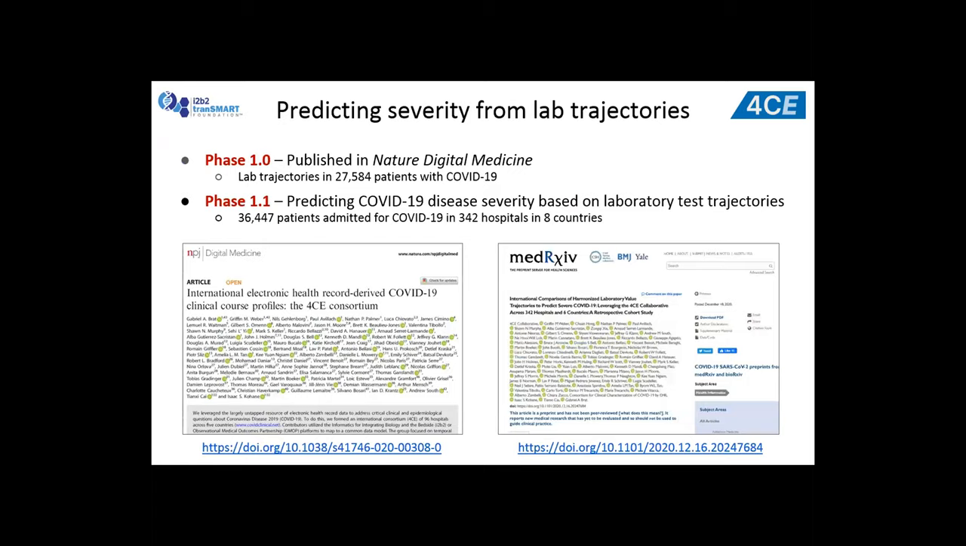This method allows us to get some early insights really quickly. Our first paper, our phase 1.0 study, was out in only 4 weeks. It looked at lab trajectories in 27,000 patients with COVID-19. It was later, several months later, published in Nature Digital Medicine. And our phase 1.1 study, where we're looking at predicting COVID-19 disease severity based on laboratory test trajectories, is up to 36,000 patients who were admitted at 342 hospitals in 8 countries. And that's been out in medRxiv for a number of months as well.